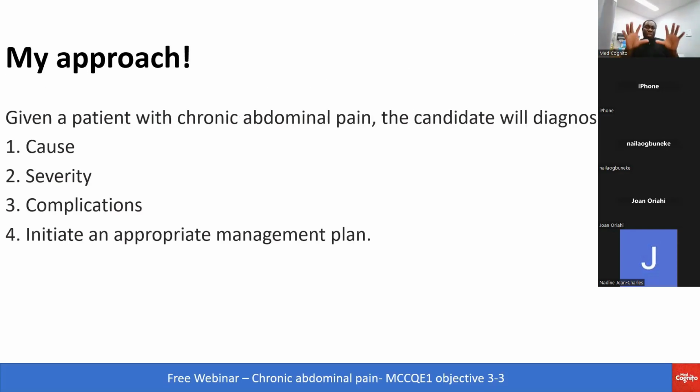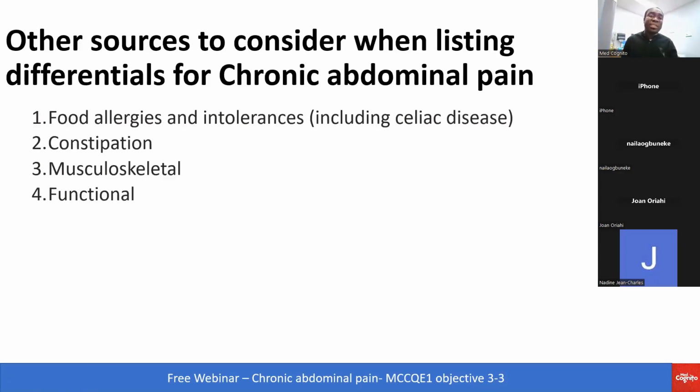So my approach to chronic abdominal pain is very simple. Basically, if I have a patient with chronic abdominal pain, I'm expecting to know the cause, the severity, the complications, and initiate an appropriate management plan. So with all these things we've talked about, constipation, I must know the cause. I must know how a patient with constipation will present. I must know the complications of constipation. I must know management of constipation.